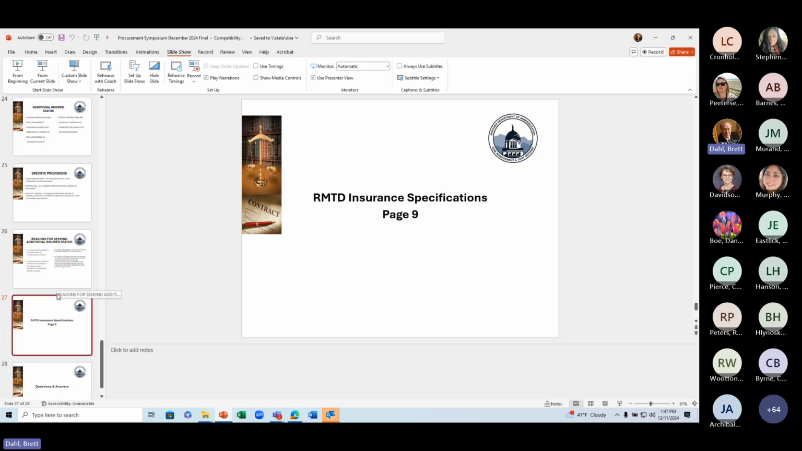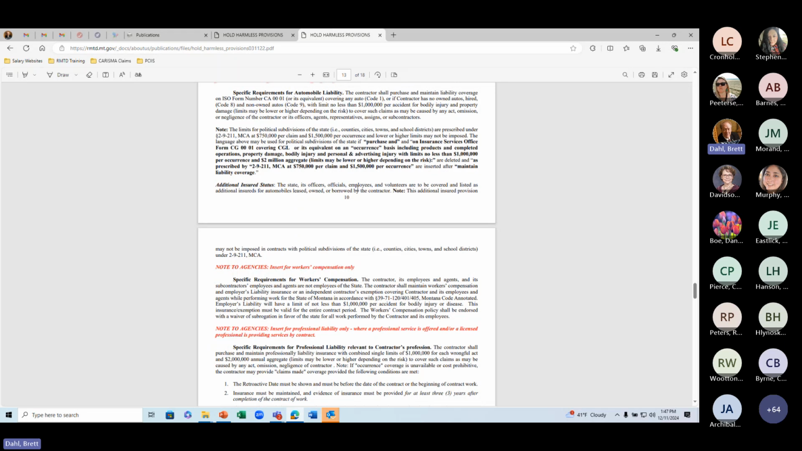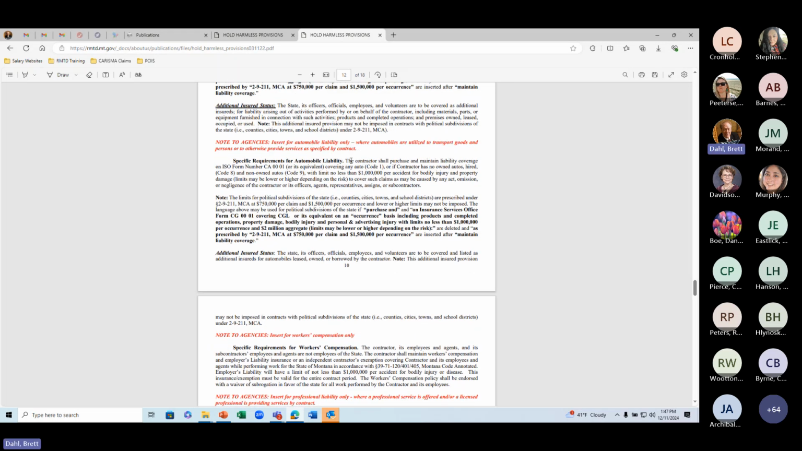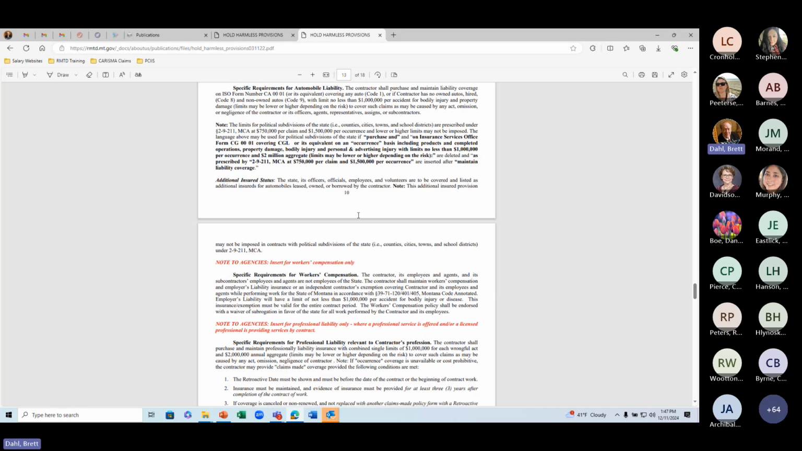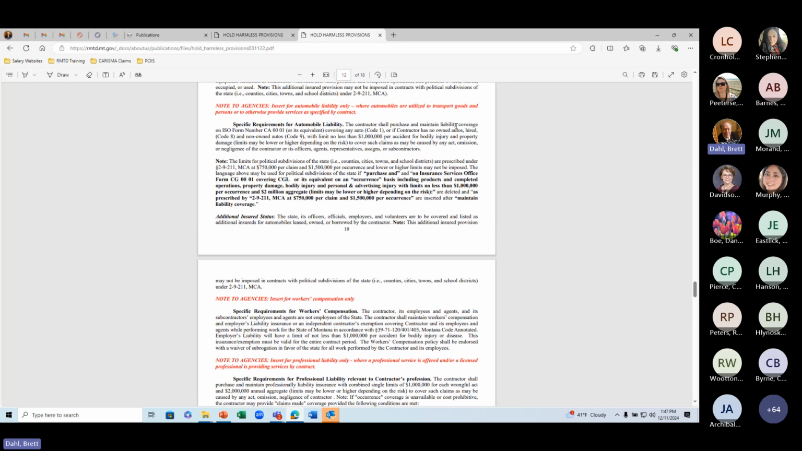Good. So we're moving into insurance specifications, and we're talking about auto liability and the form. I don't know if any of you have had problems with the reference to the form, but it's the form that most insurance agents should know. It's a minimum that's at least equivalent to that, and they should know what that form is. Our agents and our consultants helped us craft that. And then again, you're going to ask them to purchase and maintain the coverage, and then note that the limits for political subdivision are prescribed by statute, and you can only require them to carry 750,000, 1.5 million. That's called a tort cap. We're subject to a tort cap set by the legislature too. And then you can make some changes to the language above so that that provision is more palatable for cities, counties, and school districts. Additional insured, you want to be named covered as respects automobiles leased, owned, or borrowed by the contractor.